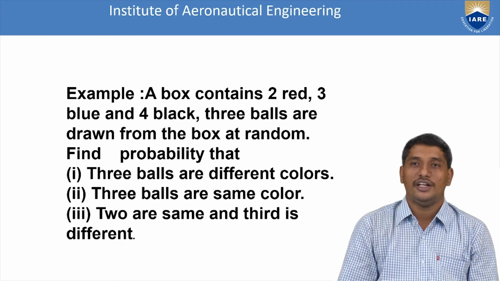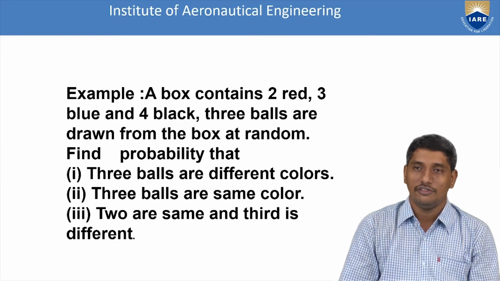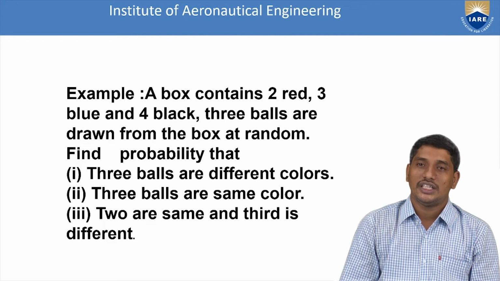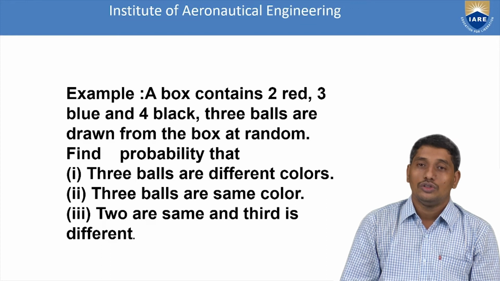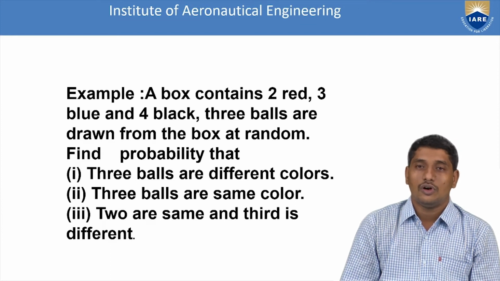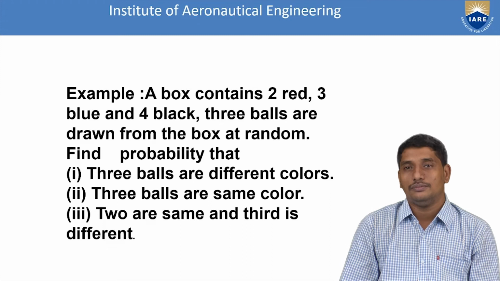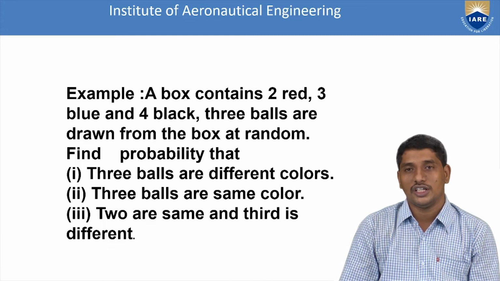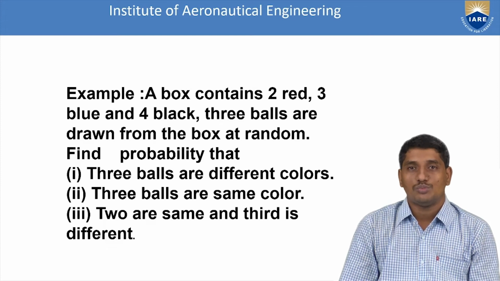Now we are asked to find the probability that the 3 drawn balls are of different colors; the second question is that the selected 3 balls are of the same color; and the third question is that the first two balls are the same color and the third ball is a different color. So we have to find three probabilities. Let us see how we are going to solve this problem.